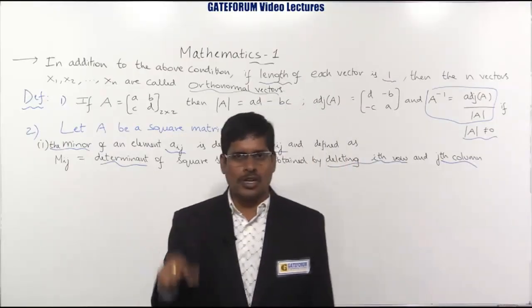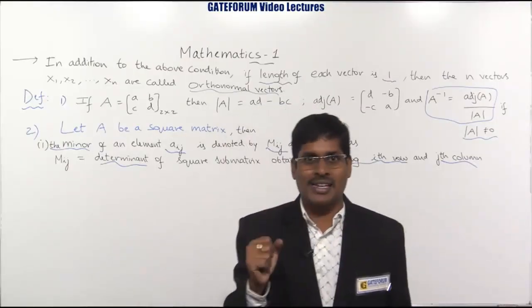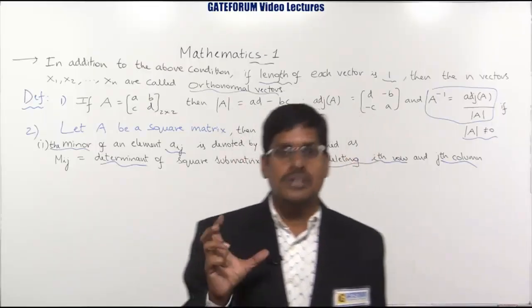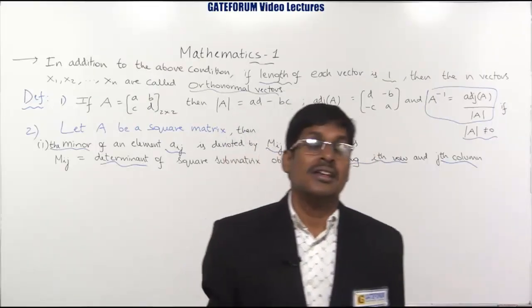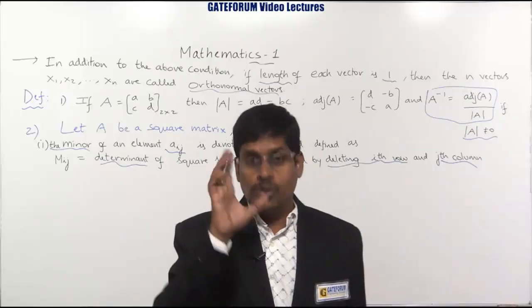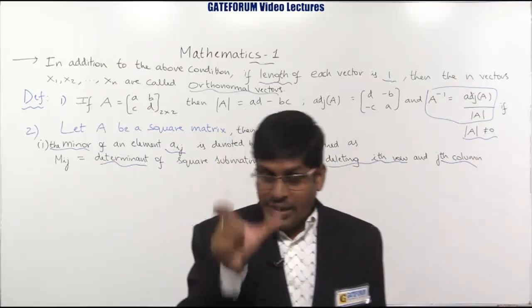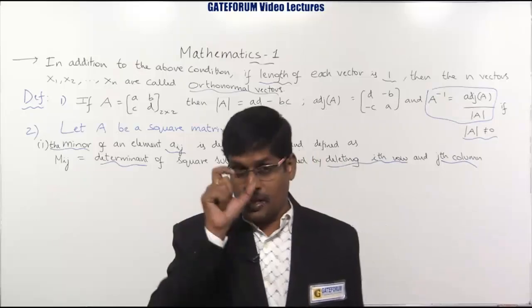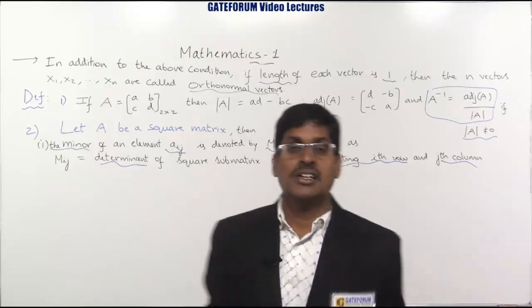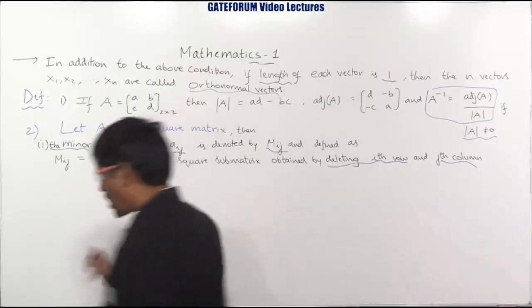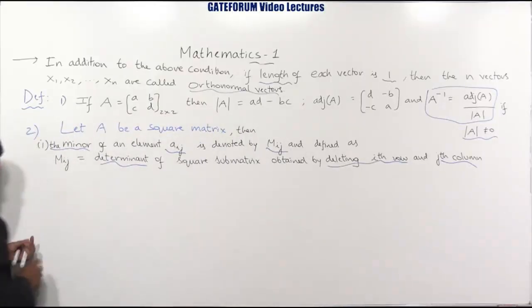the first row and second column. You will have a smaller matrix compared to the given matrix A. That smaller matrix is called the square submatrix in this case. For that submatrix, you know how to find the determinant of a square matrix. After finding the determinant of the submatrix, that value is called the minor of this element. I will show an example later. Let me complete all the other definitions first.